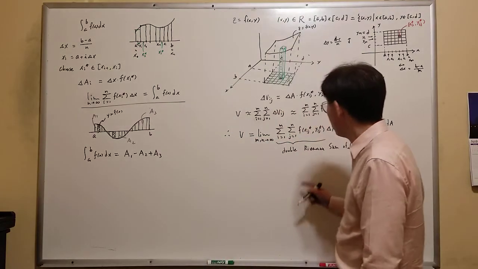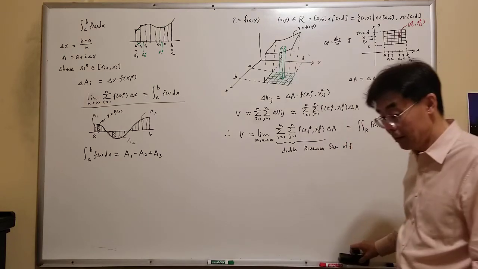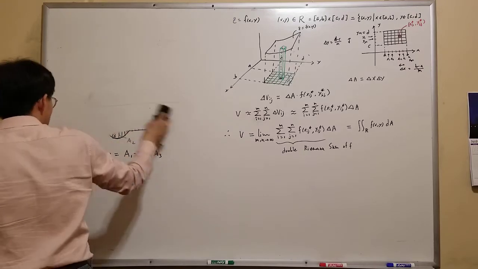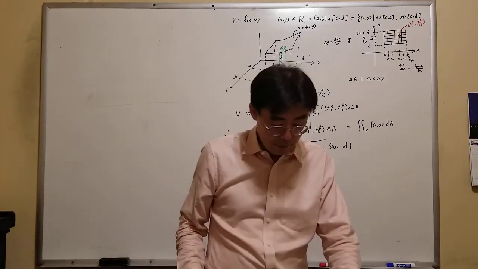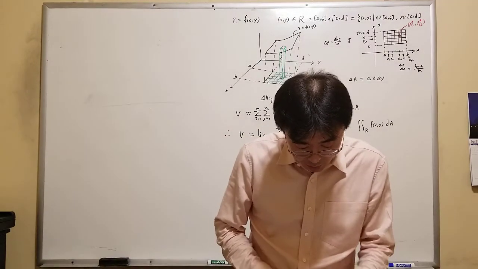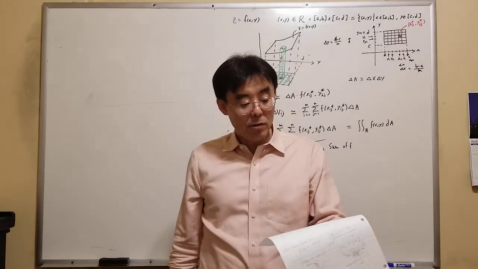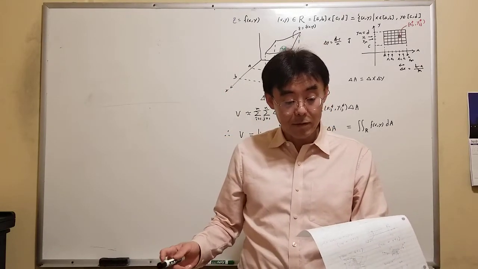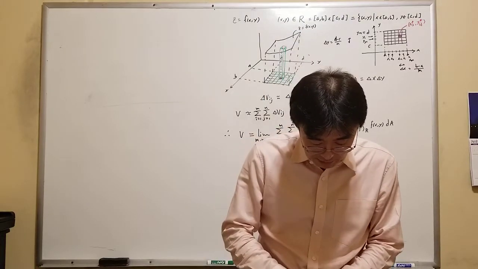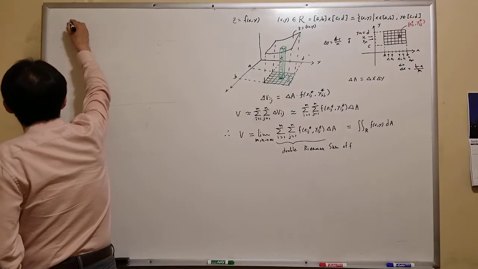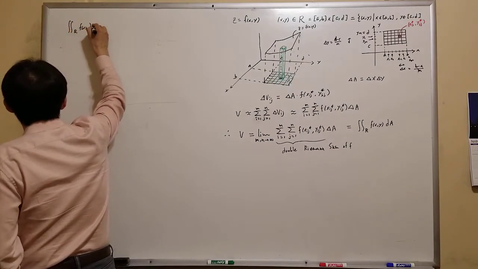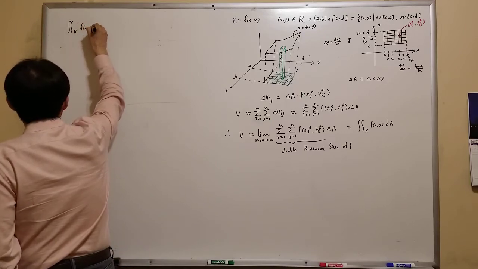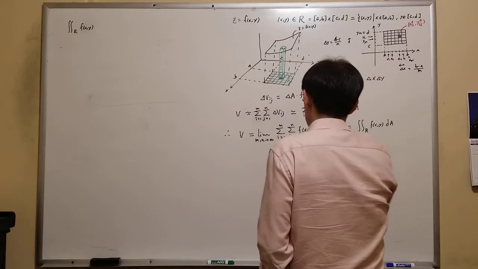Now, because of the limit properties, you have the following properties. I'm not going to write it, so I'm just going to read it. Take a look at the bottom of page 1. What do you see? The double integral of f of xy plus g of xy is the double integral of f of xy plus the double integral of g of xy. Just like the one variable case. By the way, this is if the limit exists.